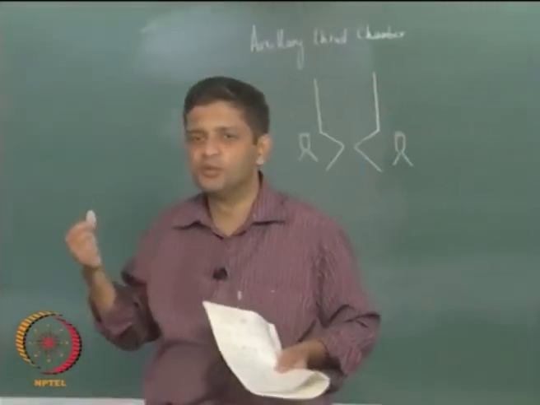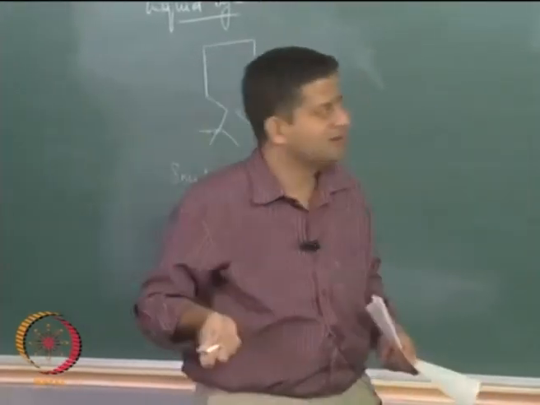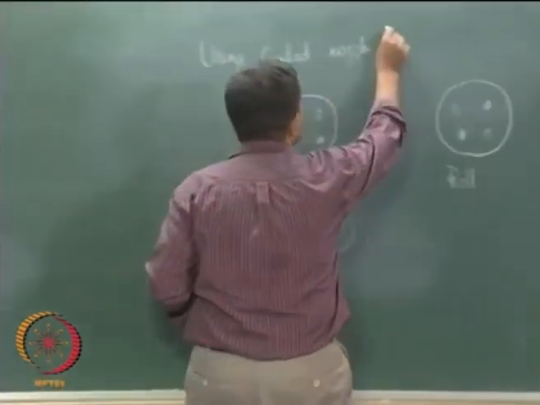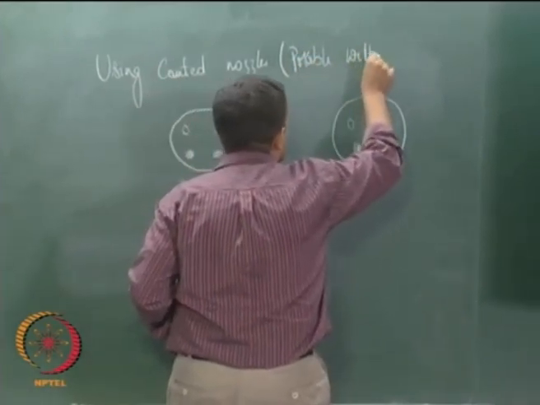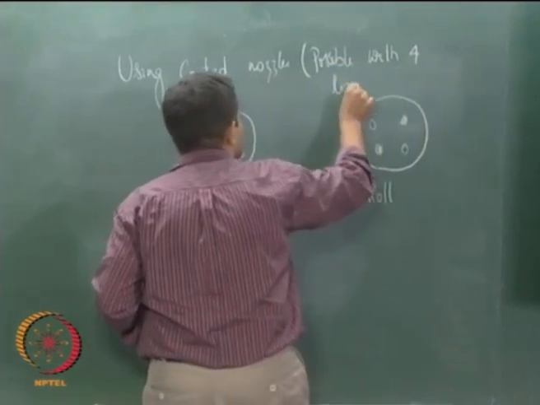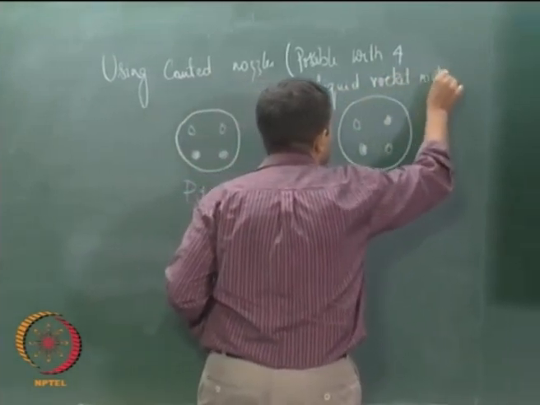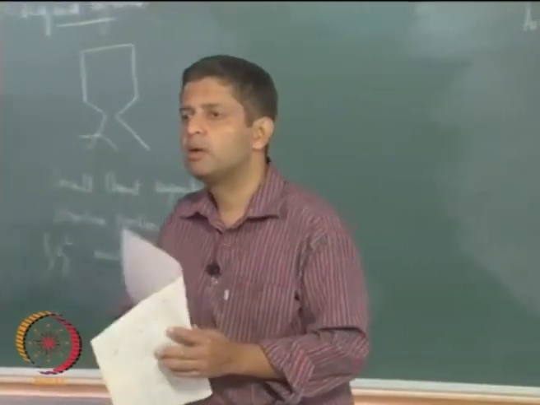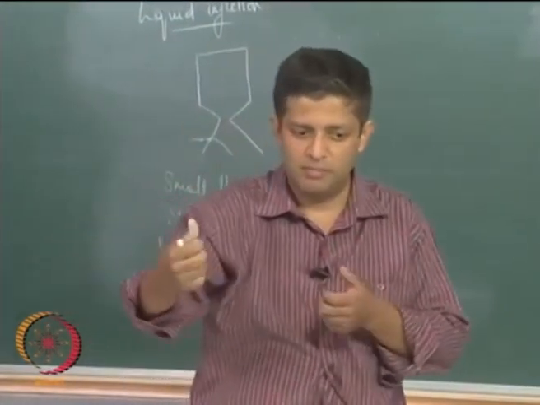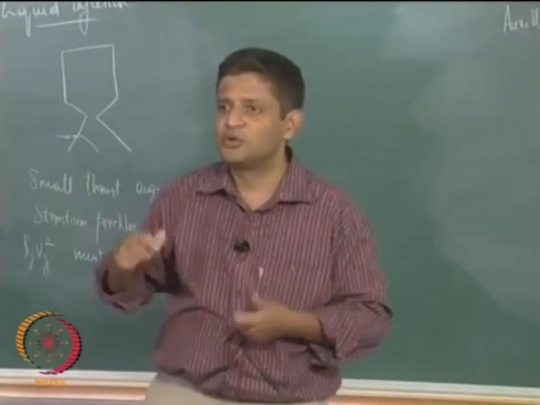If you increase the thrust in these two, then you can have roll. This is only possible if you have a liquid rocket motor and if you have four of them, okay. This is a canted nozzle, so the thrust vectors will not be parallel, perpendicular to the board, it is at an angle. So you will have that roll.